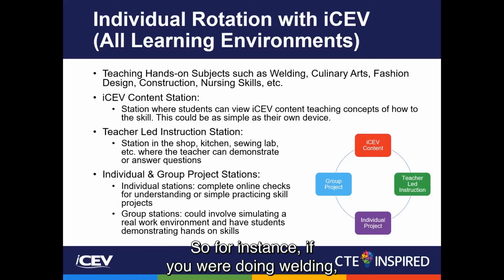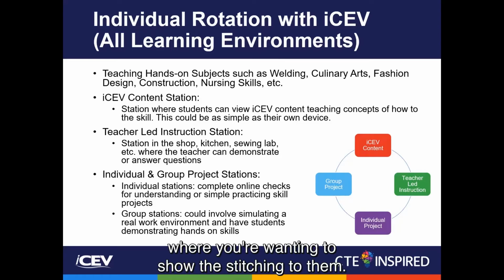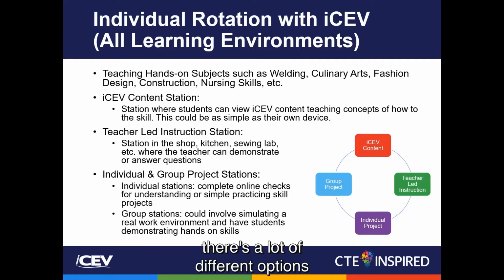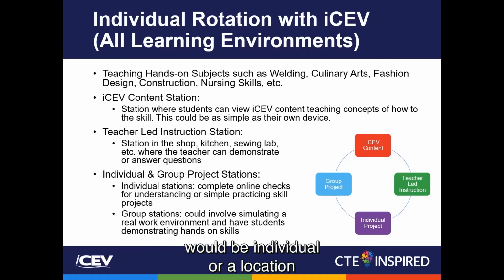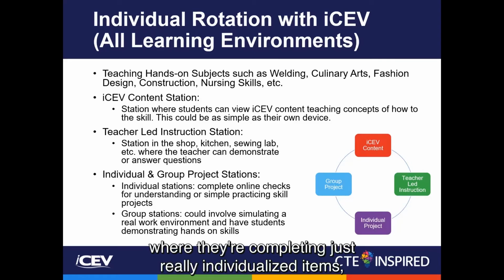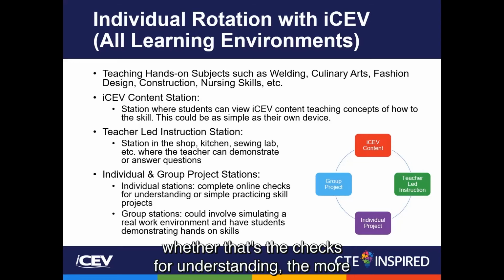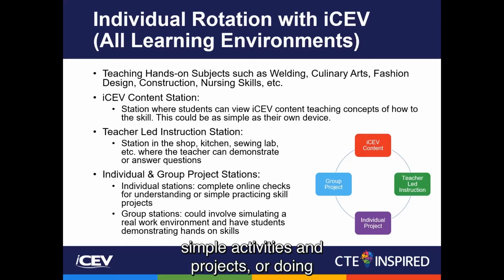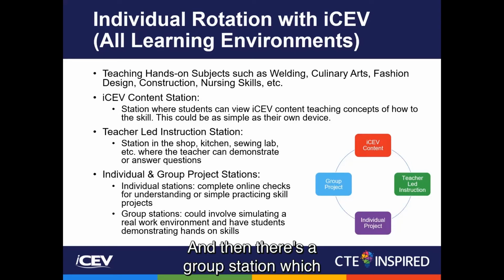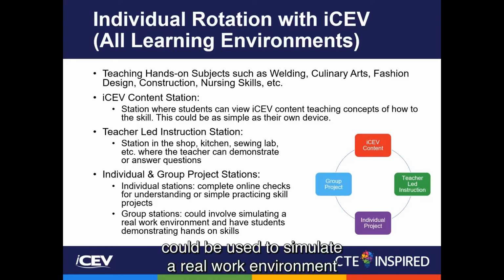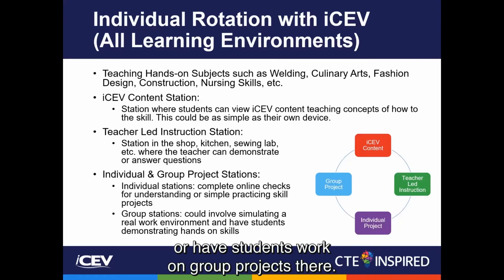So for instance, if you were doing welding, it could be the in-shop demonstrations that you're wanting to show, or fashion design could be a sewing lab where you're wanting to show the stitching to them. So with that teacher-led instruction station, there are a lot of different options that you could do there. The other two areas for rotation would be individual, or a location where they're completing really individualized items, whether that's the checks for understanding, the more simple activities and projects, or doing some more of that interactive assignment type work. And then there's a group station, which could be used to simulate a real work environment or have students work on group projects there.